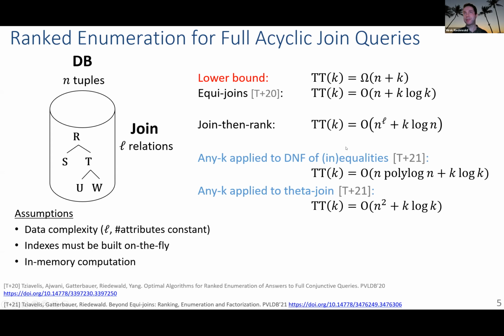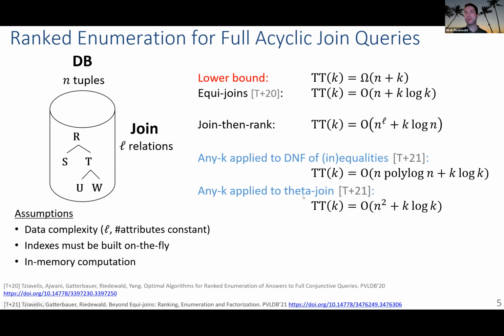And now the interesting part is that using these factorization techniques and just modifying them a little, and I'll tell you in a second how, we can actually guarantee, even for very complicated inequality joins, basically any disjunctive normal form of inequalities, that means we have conjunctions, disjunctions, equalities, inequalities all together in the join condition, as long as it's acyclic, we can get in this case n times polylog n plus k log k. So that's not much more than the n plus k log k that we saw for the equijoins. So we just have this polylog penalty on the preprocessing time.